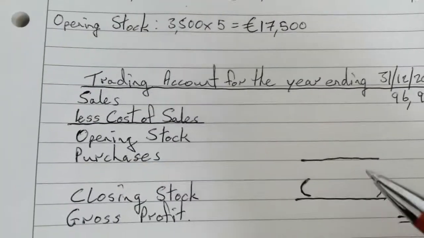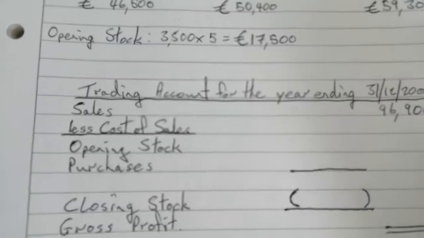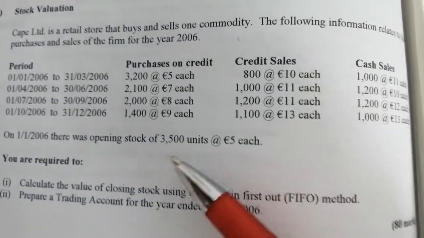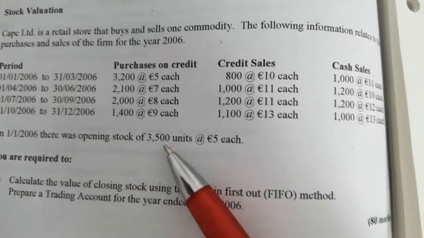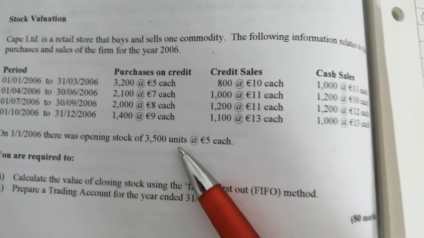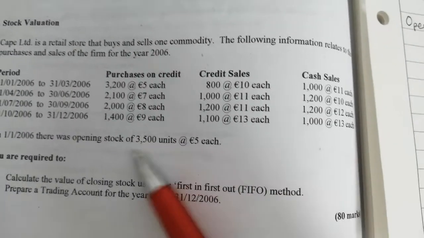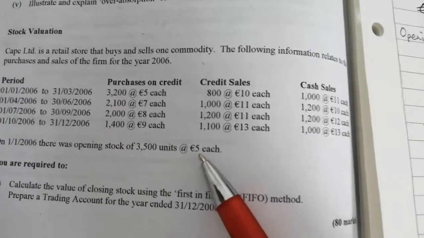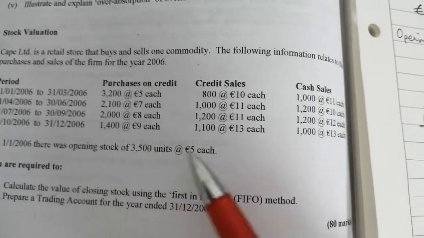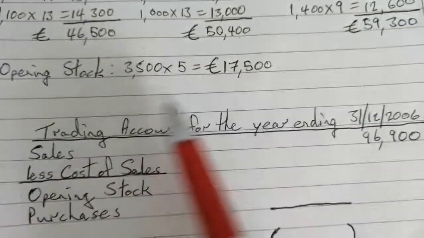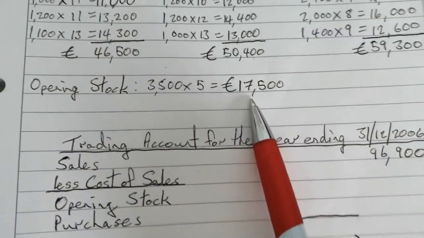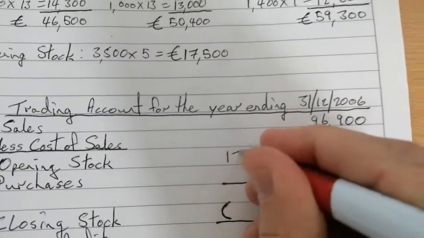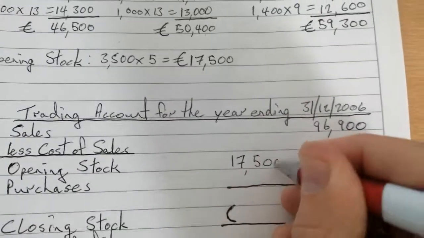Now we must take away the cost of sales, but we must calculate what the cost of sales figure is first. And we start with the opening stock figure, which is a relatively straightforward calculation. We had opening stock of 3,500 units, but everything in our trading account is in euros, so we can't put in the number of units or calculators that we had at the start of the year. They cost 5 euros each, so the value of them is 3,500 multiplied by 5. I've just done that over here as well. 3,500 by 5 is 17,500. So I'm going to put that in here. 17,500. That's the opening stock.